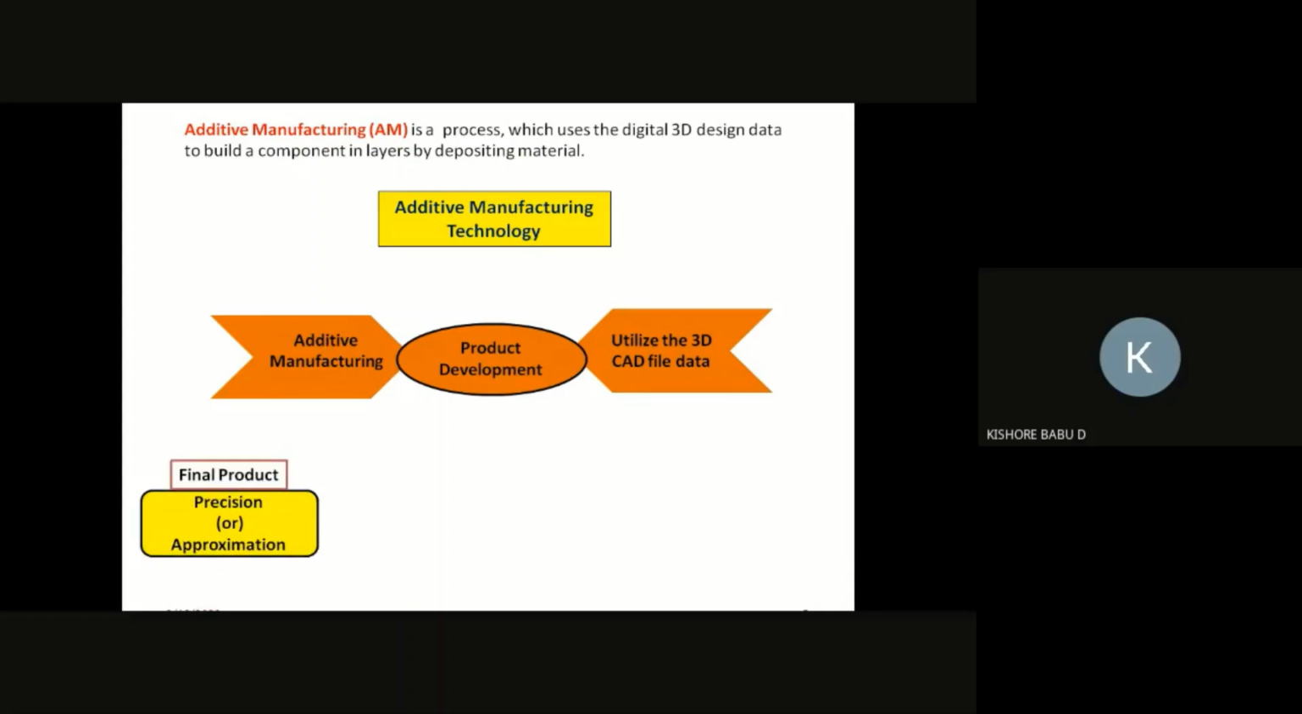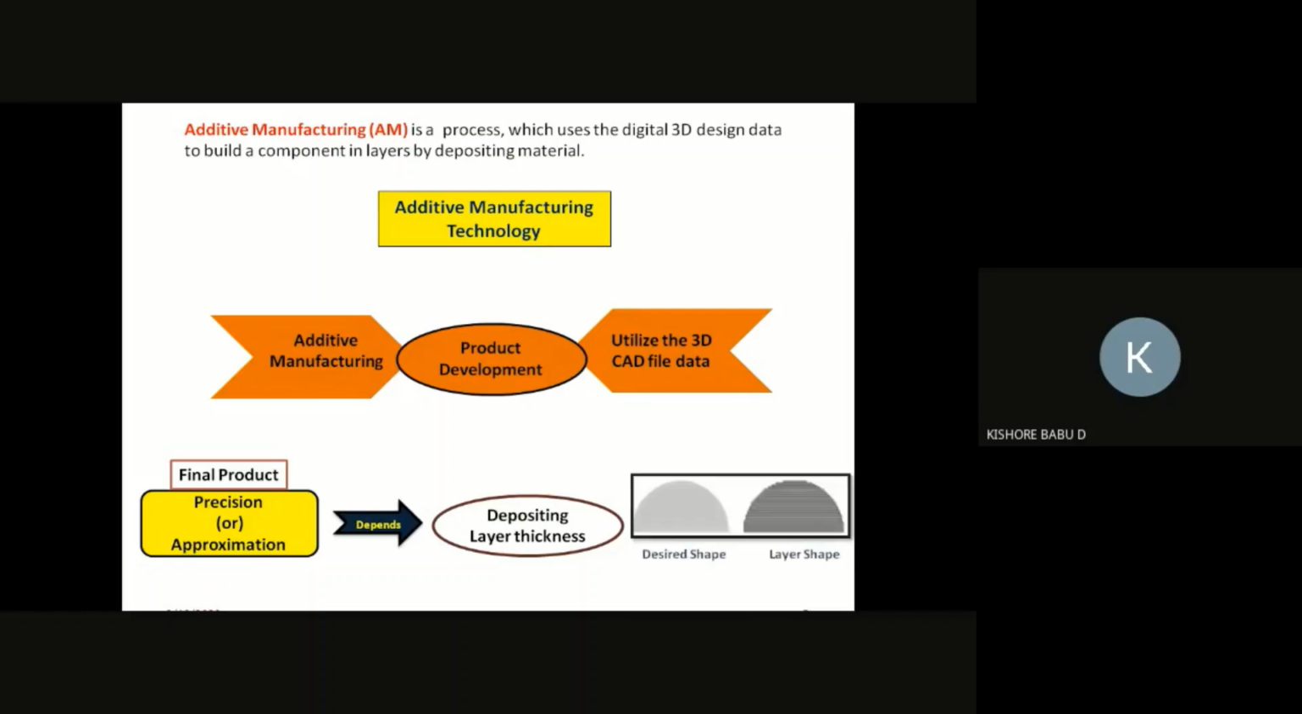The precision of the final product mainly depends on the layer thickness of the depositing material. For example, we can see here a desired shape and layer shape. When you decrease the layer thickness, it increases the precision of the final size and final shape. But when you decrease the layer thickness, the cost of the equipment also increases.